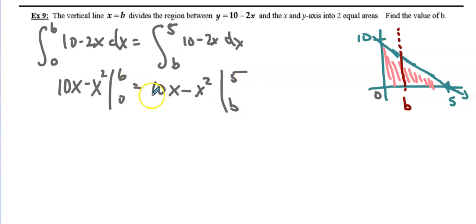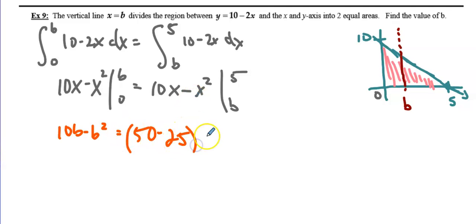Okay, so now we're going to plug in b. We're going to get 10b minus b squared minus 0, but the zeros are obviously going to cancel out here. And then we're going to go and get 50, so it's going to be 50 minus 25. That's our f of b part, or really our f of 5 part.